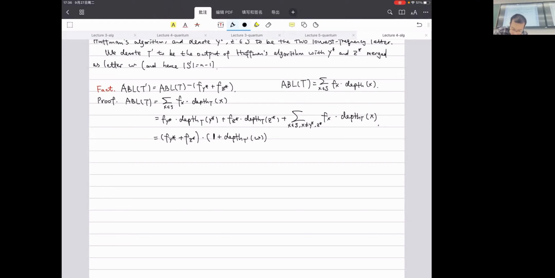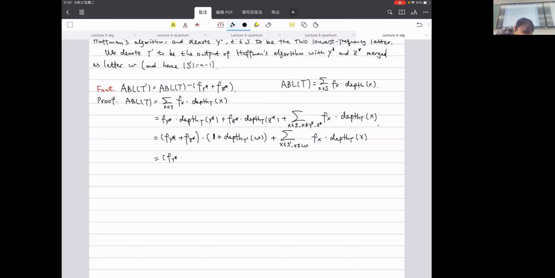And for all the other vertices, for this summation, this is irrelevant to the change between T prime and T here. So we can just feel free to write this down. Because we are making the induction here, we say that x is inside S prime and x is not equal to w, f x times the depth in T prime of x. And then we just combine them together.